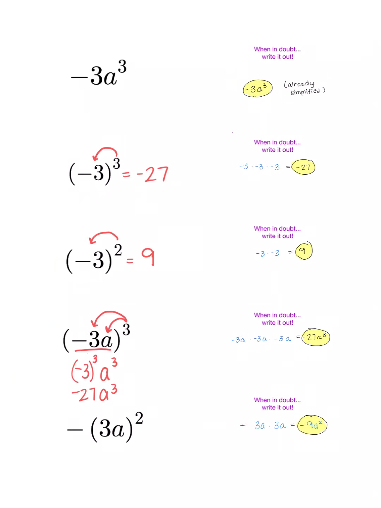Finally, this last one, make sure to bring down the negative. It is not being affected by this squared because it is outside the parentheses. Only the 3 and the a will be affected. The 3 will be squared and the a will be squared, which would give us a negative 9a squared. Again, the same thing as when we wrote it out. When in doubt, write it out.